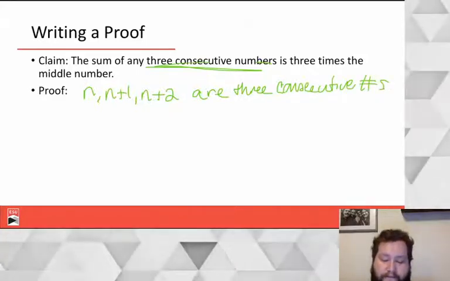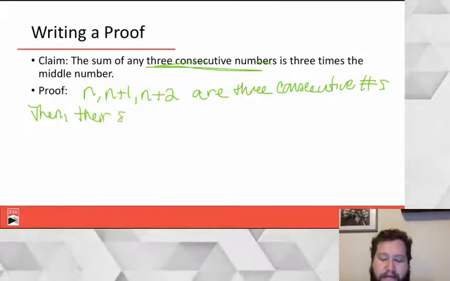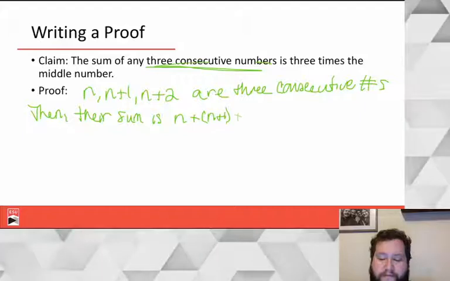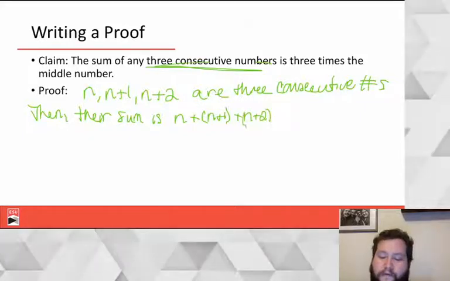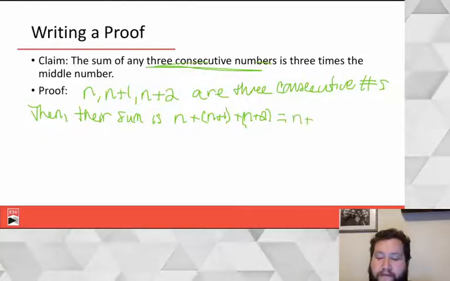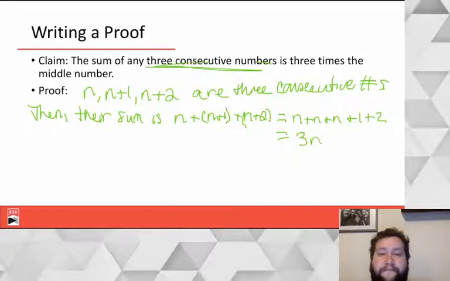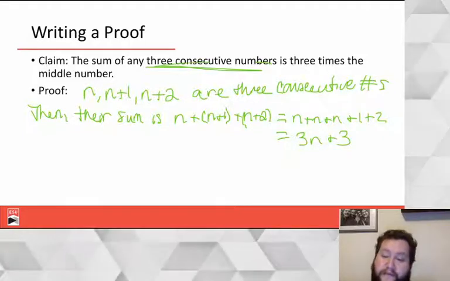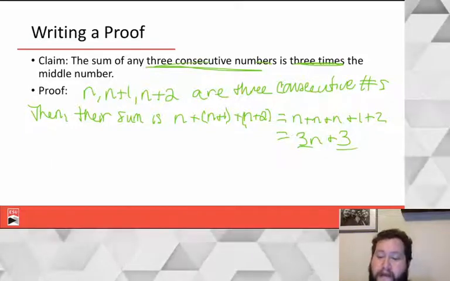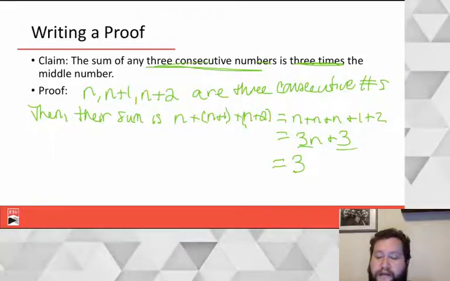And then their sum is n plus n plus 1 plus n plus 2, which is n plus n plus n plus 1 plus 2. Combining like terms, 3n plus 3. And so the fact that it was like 3 times the middle number, and I have some 3's, has me feeling pretty good. And we can factor this out using our distributive property: 3 times n plus 1.